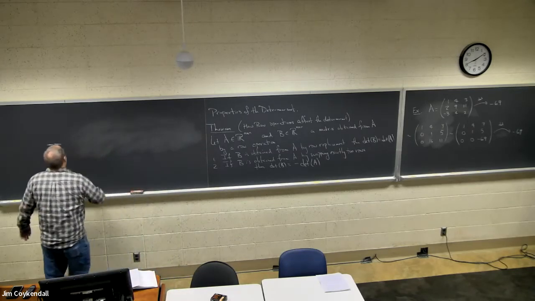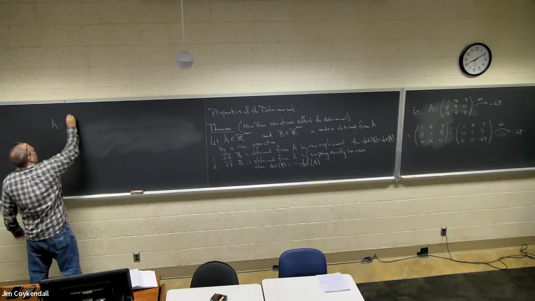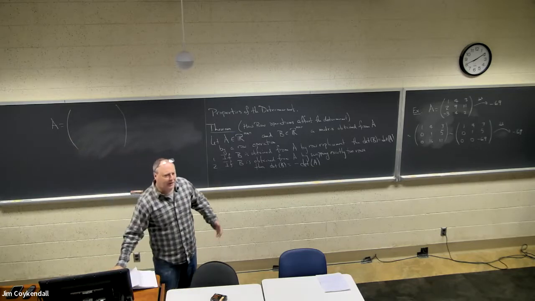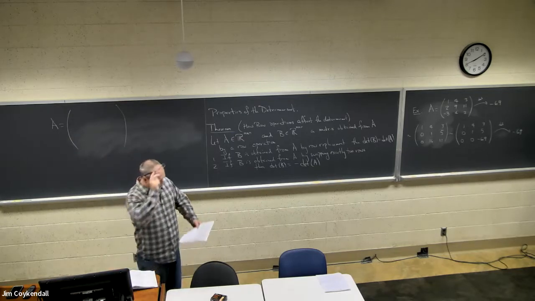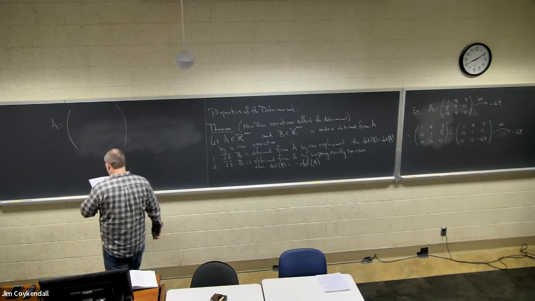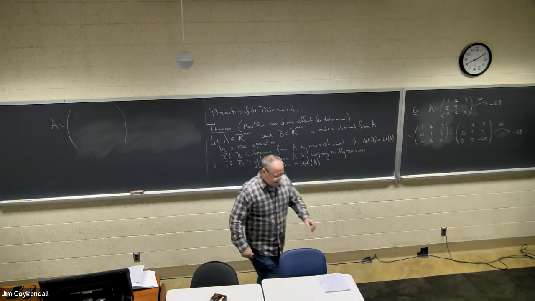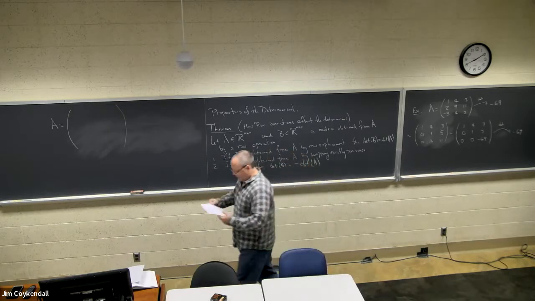Let's find the determinant of this. Last time I did this by expansion about one of the rows or columns, basically a cofactor expansion. This time I'm going to do some row reduction.